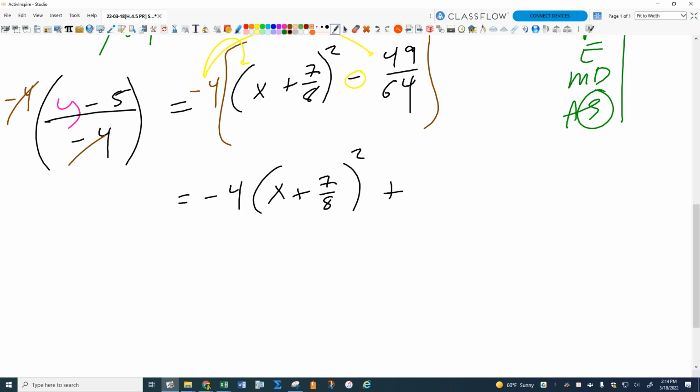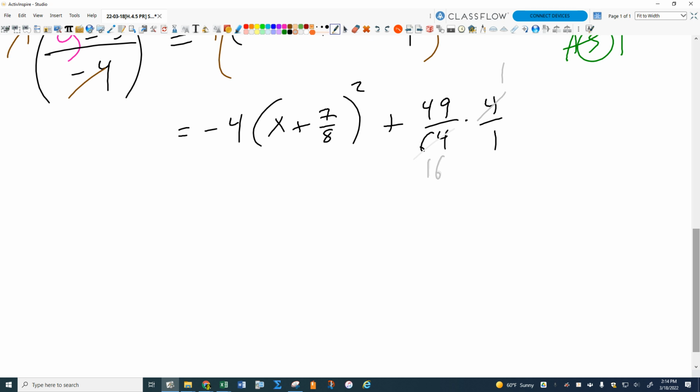I could reduce, everybody see that? I could reduce this fraction, 49 over 64 times 4 over 1. Well, look, I could rewrite this as 16, and that is 1, right? Because 4 over 64 is 1 over 16. Okay, so we're getting there.